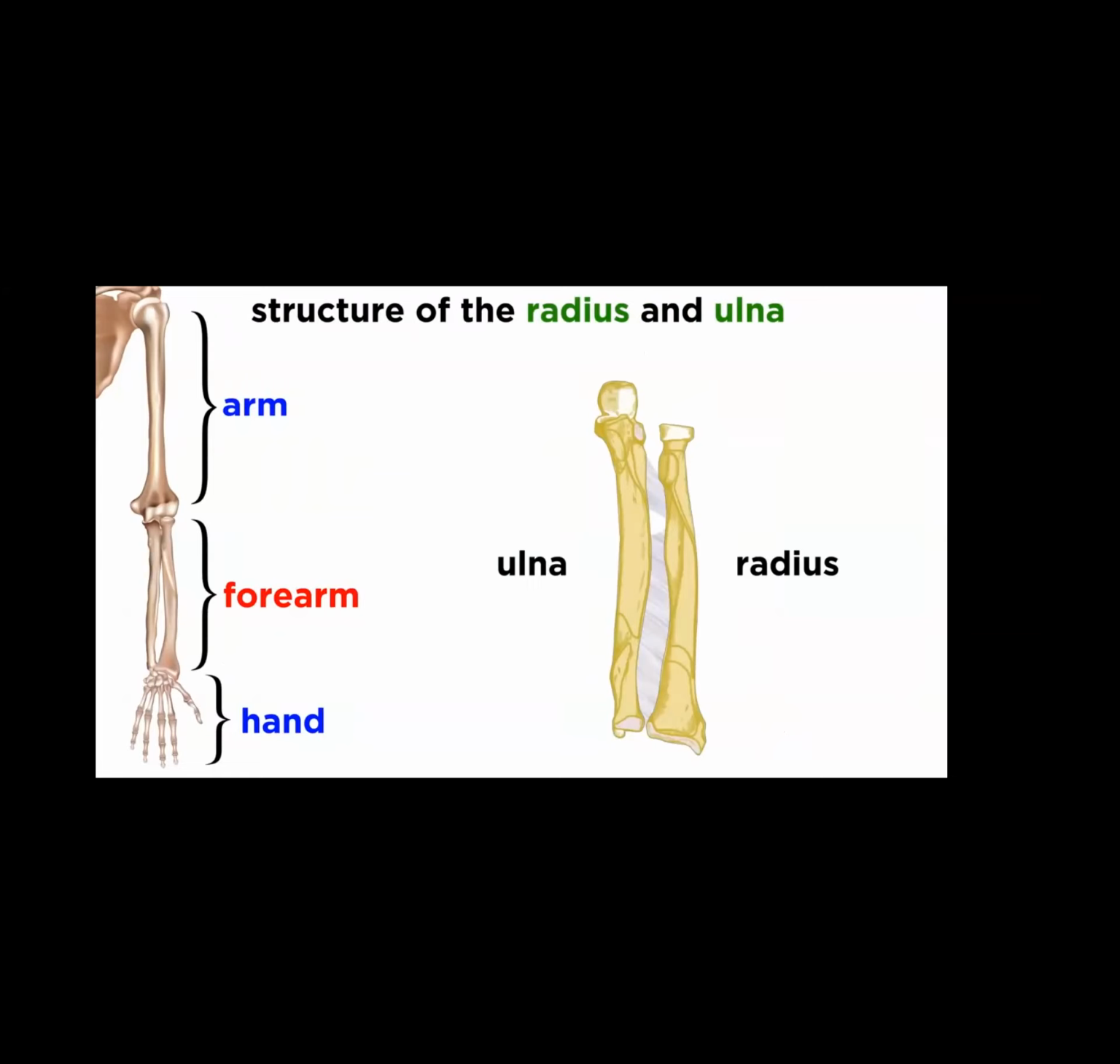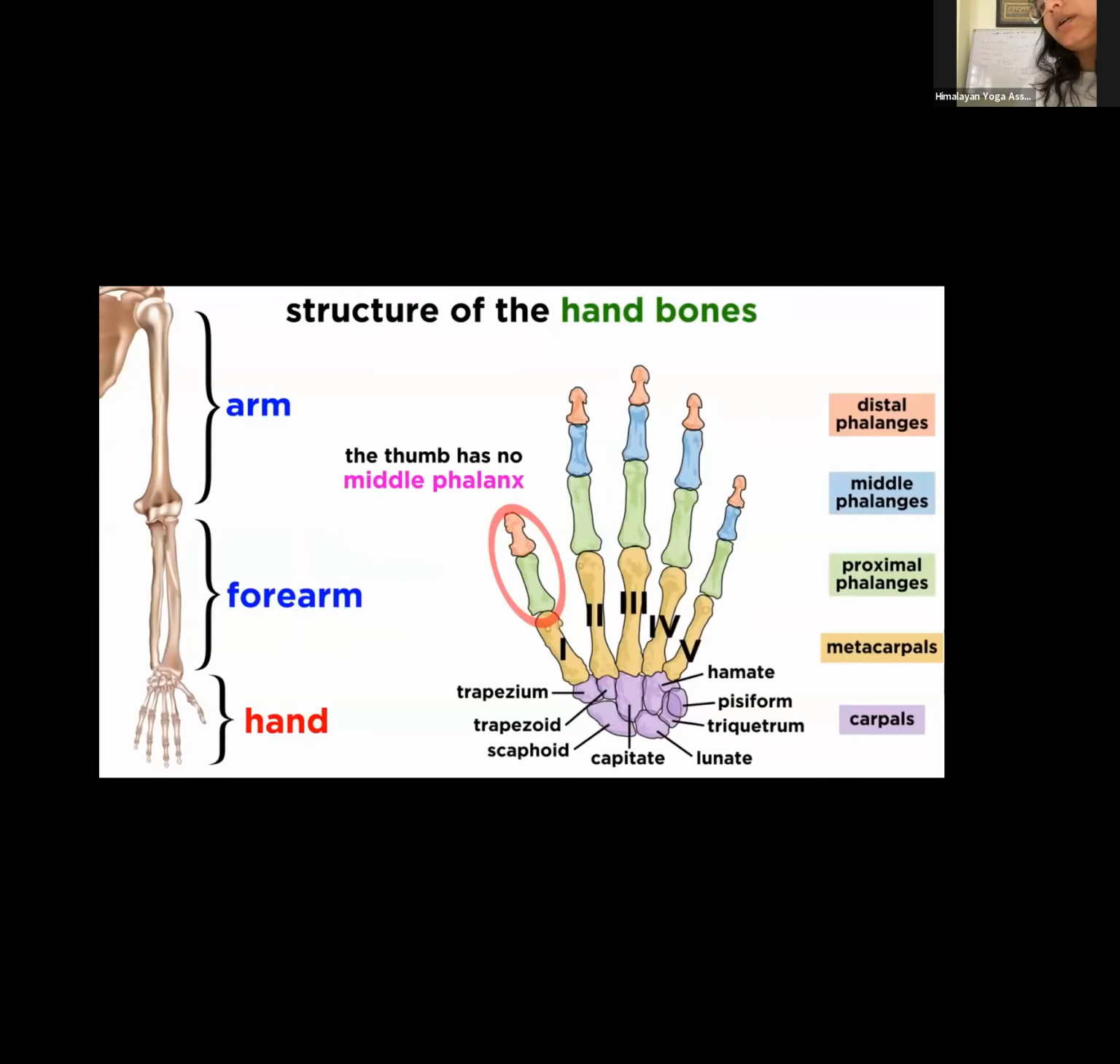And then we have the hand, the palm. Okay, here you see it has carpals. It has 8 carpals: trapezium, trapezoid, scaphoid, capitate, lunate, triquetrum, pisiform, hamate. The names are not so important. You just know that there are carpals, metacarpals, proximal phalanges, middle phalanges, and distal phalanges. Okay, in thumb there is no middle phalanges, because it has only 2 bones. So towards the origin proximal, away from the origin distal.